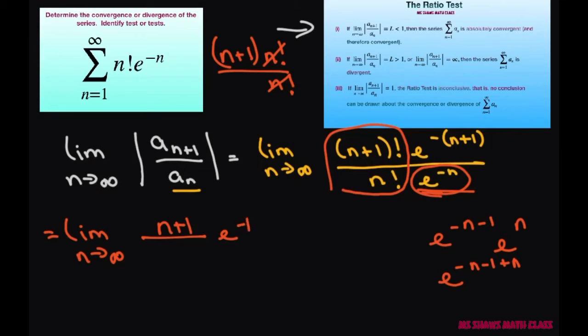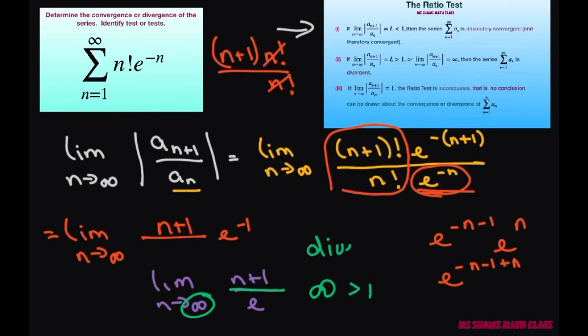And it looks a little better if you write it as the limit as n approaches infinity of n plus 1 divided by e. Now, e, you recall, is a constant, 2.718. So as you put a large number in, this is going to go off to infinity. So it's greater than 1. Therefore, it's divergent.